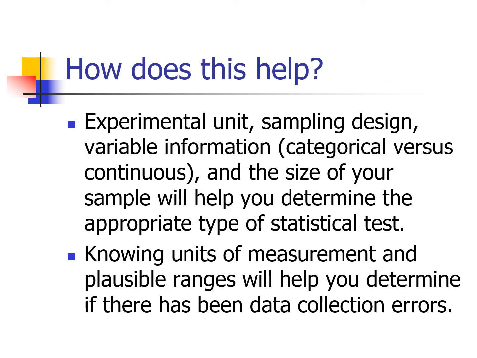So why do we care about this? What's the point of doing all this? What are we going to do with this information once we get it? Well, experimental unit, sampling design, and variable information, particularly whether a variable is categorical versus numeric, and the size of your sample all help you determine the appropriate type of statistical test. So for example, in Stat 512, that y variable has to be continuous. If instead our y variable is categorical, we would use a whole other set of statistical techniques.